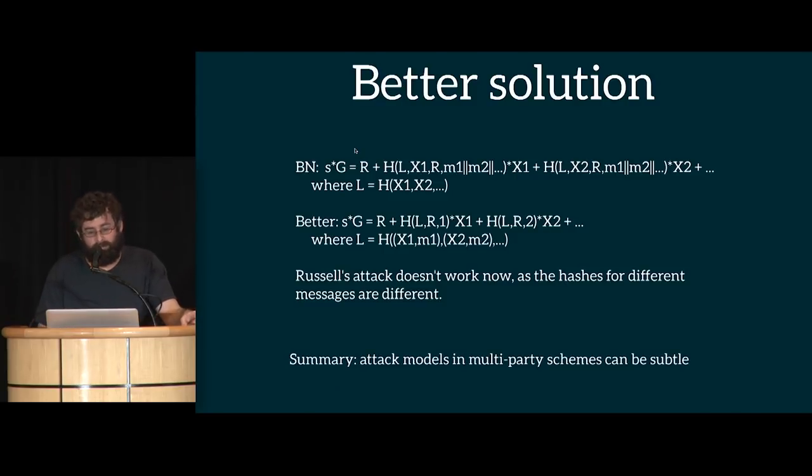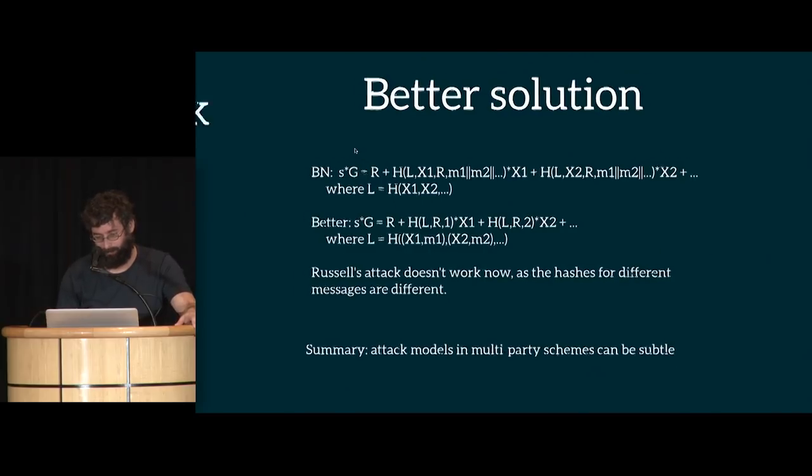A better solution that we are proposing is that instead, into this L, which is the hash of a commitment of all the participants in the set, you include the messages themselves, and then in the top level hashes, you just include your position within that hash. Russell's attack doesn't work anymore because the messages in every hash are different, so Bob can now not just repeat Alice's message and steal things. So something to learn about this, at least for myself, is that attack models in multi-party schemes can be very subtle. This was not at all an obvious construction.